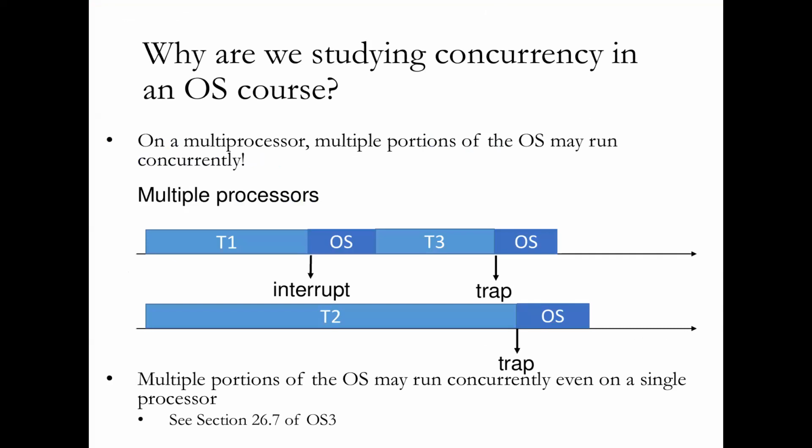On a multiprocessor system, multiple portions of the operating system will run on different cores concurrently. That means they will actually run in parallel. It's not semi-parallel, where thread one just gets its own time slice, but they can really run in parallel. For example, thread one runs on the first processor, thread two runs on the second processor, and then we can have interrupts and traps on every one of these processors.